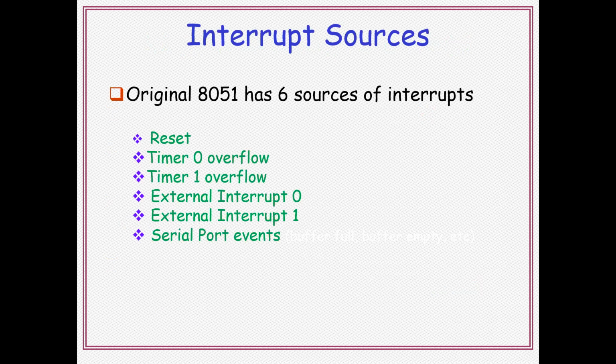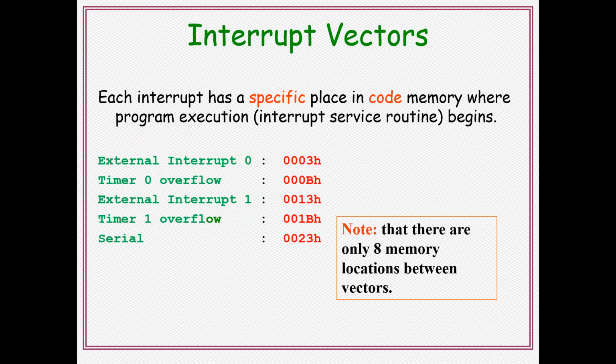So what are the interrupt sources? The original 8051 has 6 sources of interrupts. One is reset. The second is timer 0 overflow interrupt. Then timer 1 overflow, external interrupt 0, external interrupt 1, and serial port events. These are the 6 different types of interrupt sources supported by the 8051 microcontroller. Each interrupt has a specific place in code memory where program execution begins.